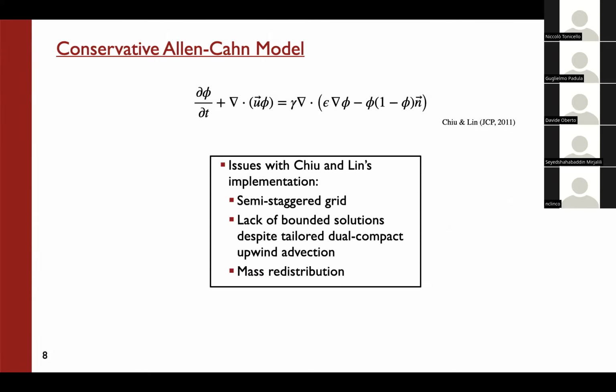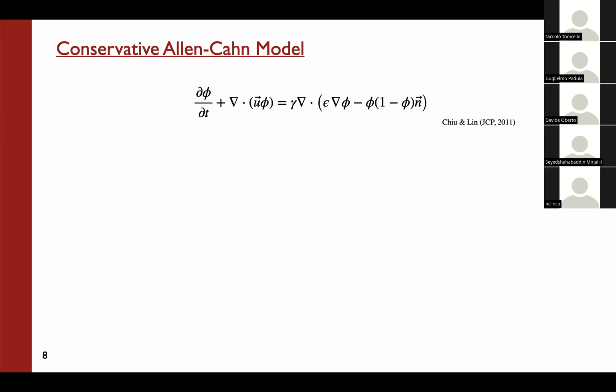Now, the issue was that the implementation of Chu and Lin basically had some difficulties. It was a very specific type of discretization and this specific type of mesh. And they basically had to do mass redistribution to get rid of their problem with boundedness of the phase field. So we started working with this model maybe 14 years ago or something like that.